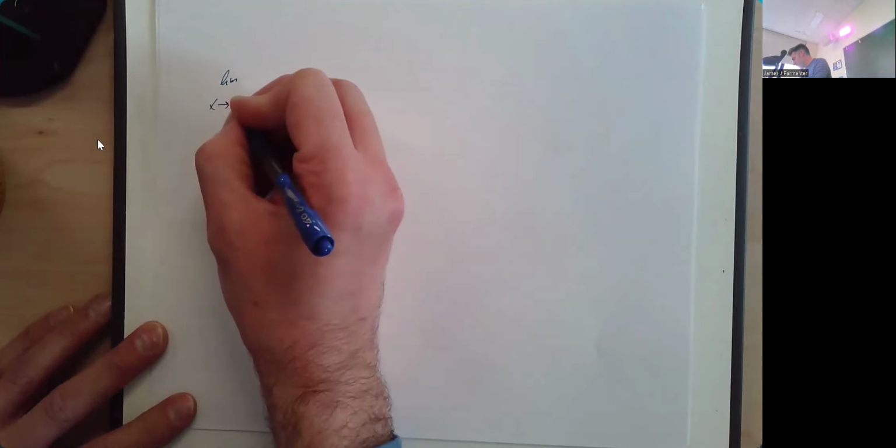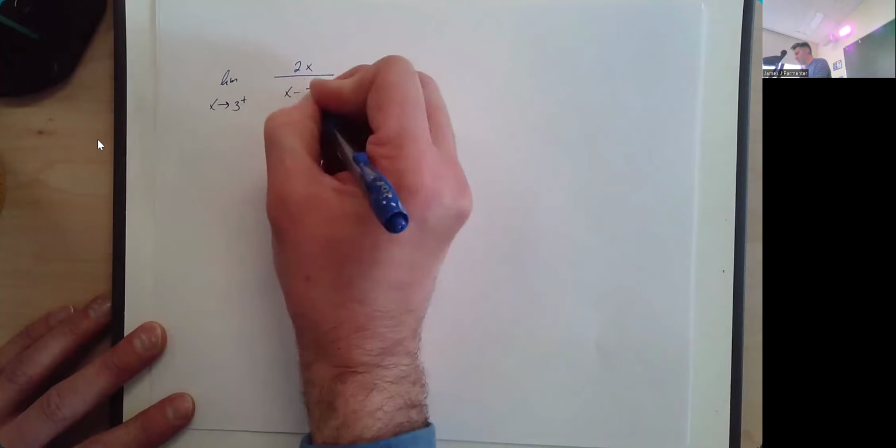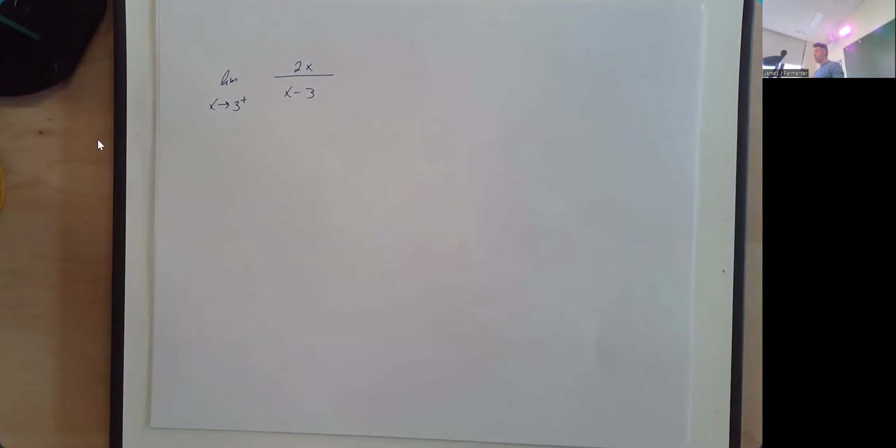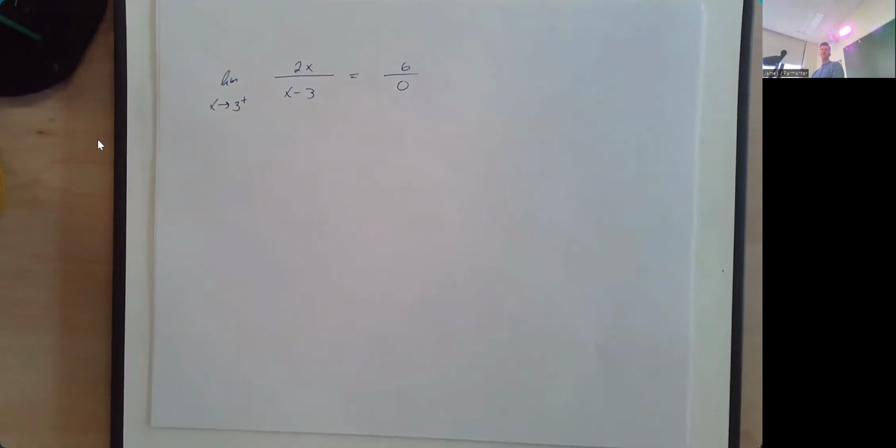Limit as x approaches, say, 3 from the right of 2x over x minus 3. So here, if we are to plug in 3, what are we going to get? Well, we're going to get 0 in the bottom and 6 in the numerator. And division by 0, not 0 divided by 0, is not an indeterminate form. It actually is undefined. But we can be more precise about the way in which it is undefined.